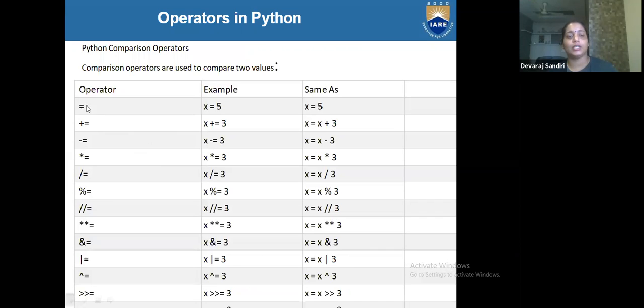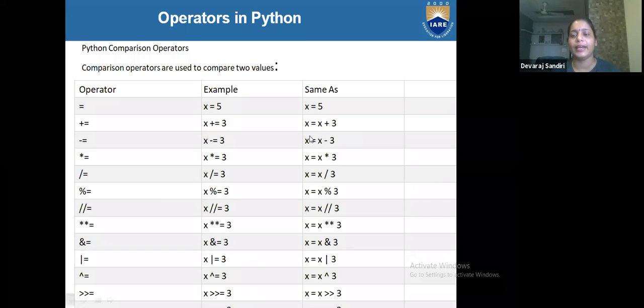Next, assignment operators. Assignment means the equals operation. x equals 5 is the same as x equals 5, but plus 3. Plus equals means x plus equals 3. What is the meaning of this? x equals x plus 3.